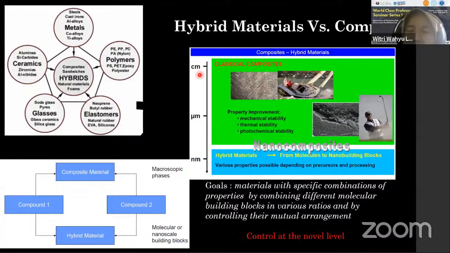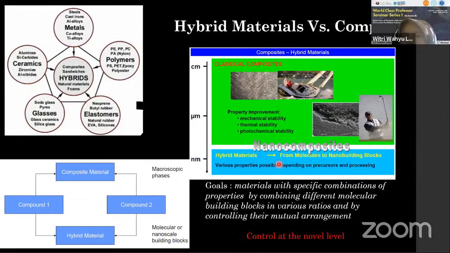And then in the microscale, there are improvements in properties like mechanical stability, thermal stability and photochemical stability. And in the nanoscale, nanocomposite or hybrid material, we can try to build up the nanocomposites from the molecular level.